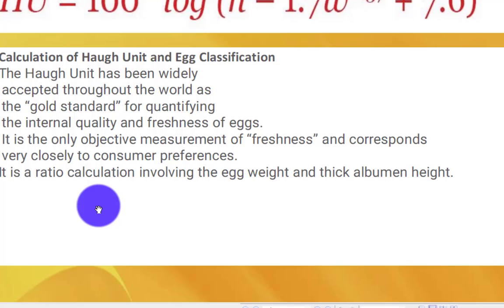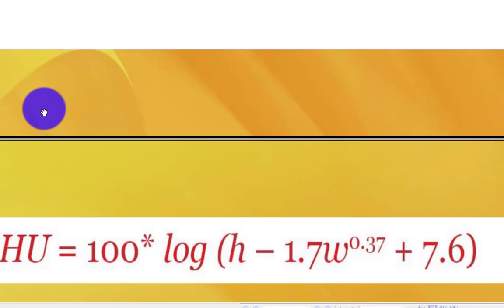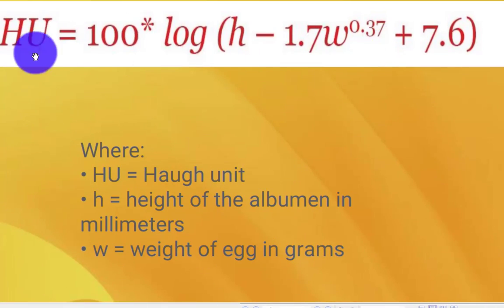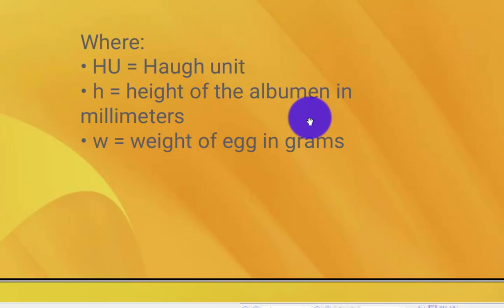It's a ratio calculation involving the egg weight and the thick albumin height. Here is the Haugh unit, H is the height of the albumin in millimeters, and W is the weight of the egg in grams.